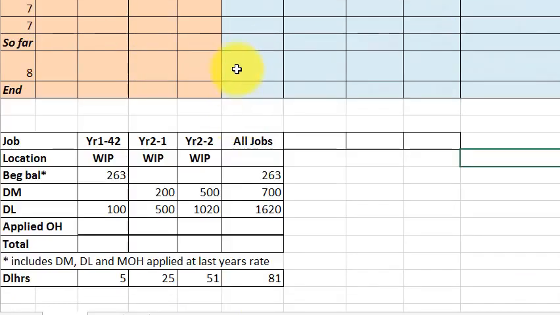Let's drop down to the job order cost sheets. In here you can see I've put 5 direct labor hours times $20 an hour into job 42, 25 hours times $20 an hour into job 1, and 51 hours times $20 an hour into job 2. And I also completed my total column over here just to make sure that those indeed did add up to the $700 for materials and the $16.20 for labor, and they do.